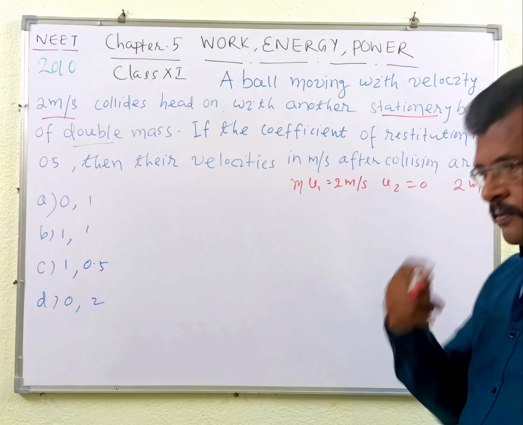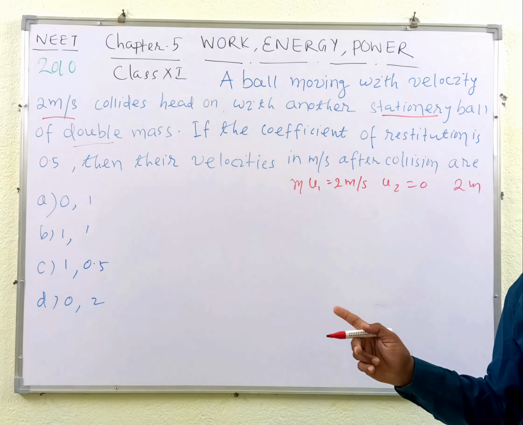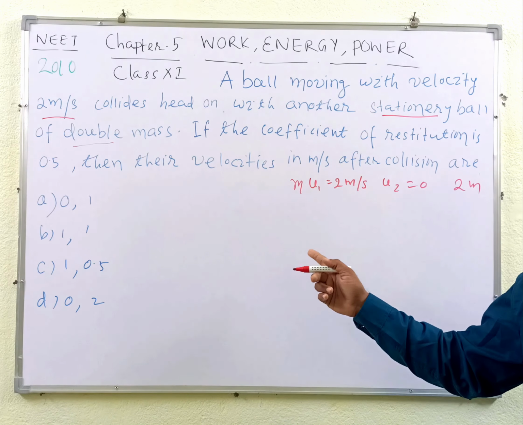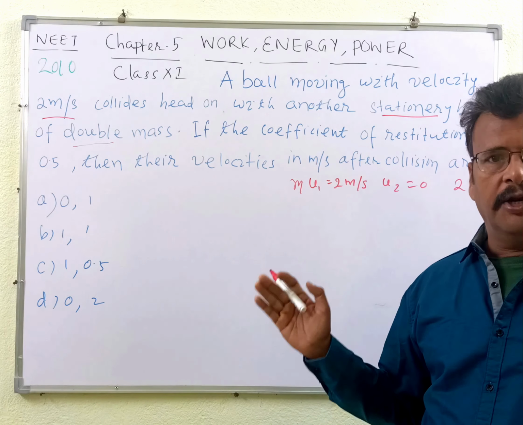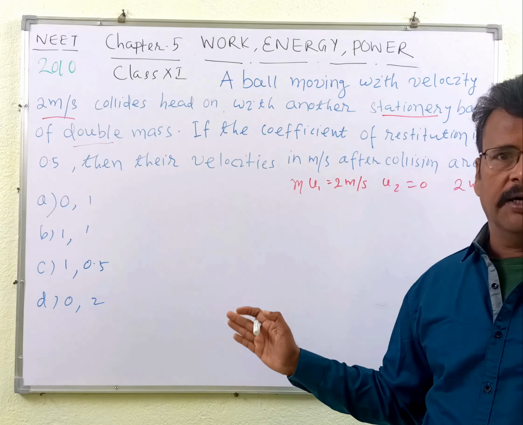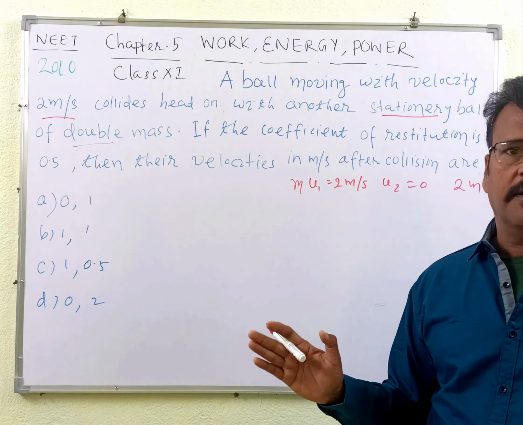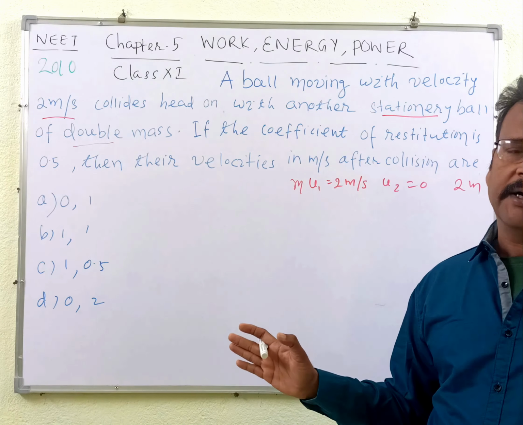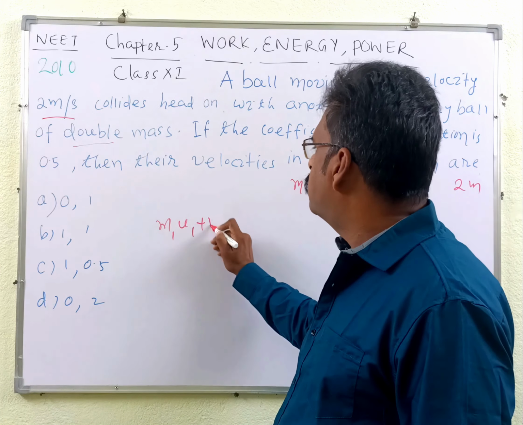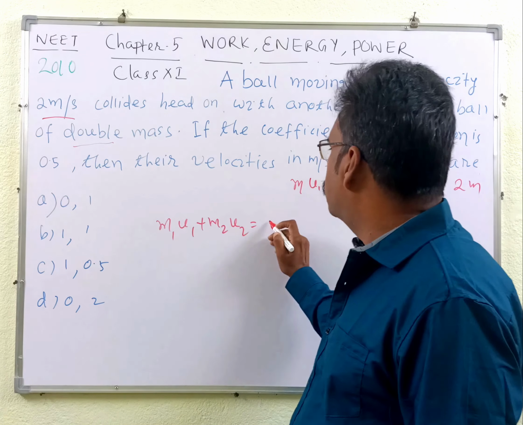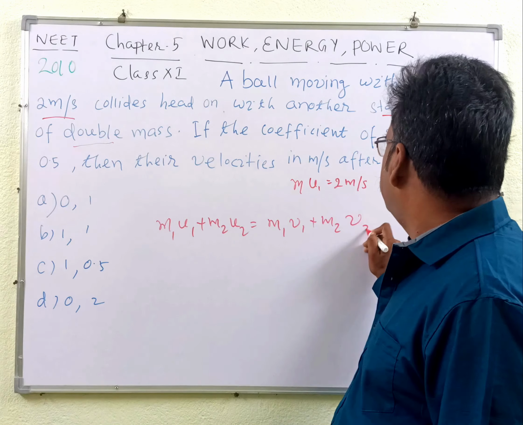Then what will be the principle of conservation of linear momentum applied to this situation? The sum of the linear momenta of the system of particles before the collision must be equal to the sum of the linear momenta of the particles after the collision. So m1 u1 plus m2 u2 should be equal to m1 v1 plus m2 v2.